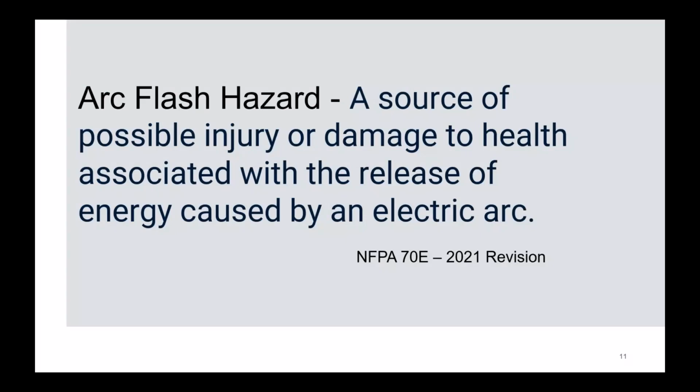I believe we've actually got a revision this year, so I'm going to have to update this presentation. I think it was 2024 now, but I assume this definition hasn't changed. According to NFPA 70E, arc flash hazard is the source of possible injury or damage to health associated with the release of energy caused by an electric arc. So we talk about the hazards. This is the formal definition that gets used within the codes and standards world.